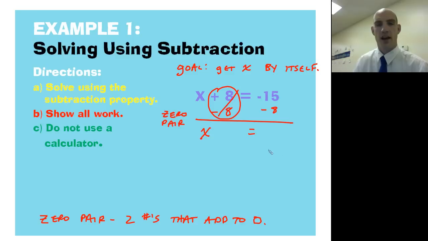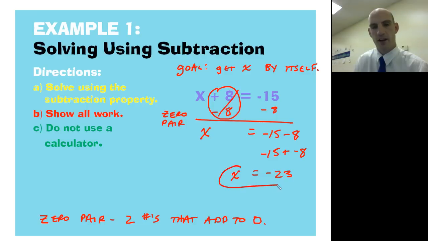negative 15 minus 8, which is the same as negative 15 plus a negative 8. So that's 23, and I keep the same sign. So x is equal to negative 23. So I did zero pairs, I regrouped on the other side, and we came up with our answer. A way to check would be to plug it back in.